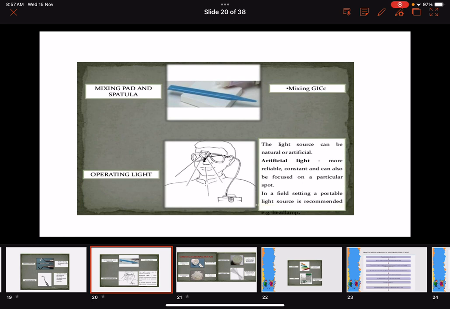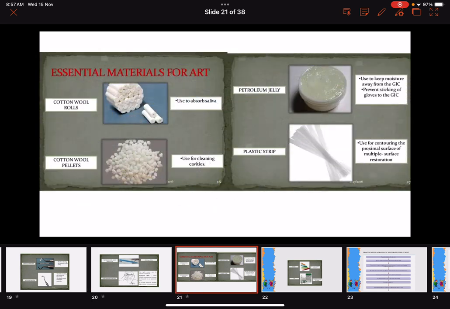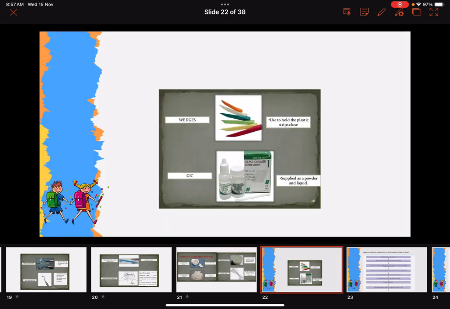Operating light: the light source can be natural or artificial. Artificial light is more reliable, constant, and can also be focused on a particular spot. In a field setting, a portable light source is recommended. Essential materials of ART include cotton wool, cotton wool pellets, petroleum jelly, plastic strip, and of course wedges and GIC.